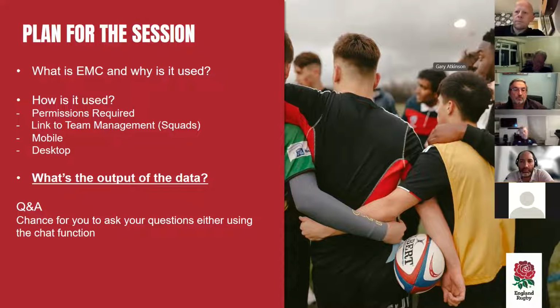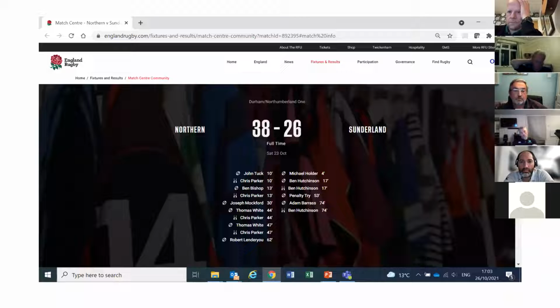I'll show you what can be extracted from that information, if you take that extra step and that extra bit of time to input it. Basically, this is the England Rugby website, and here we have Northern v Sunderland, and in this case they've completed the match events, and this appears on the website.